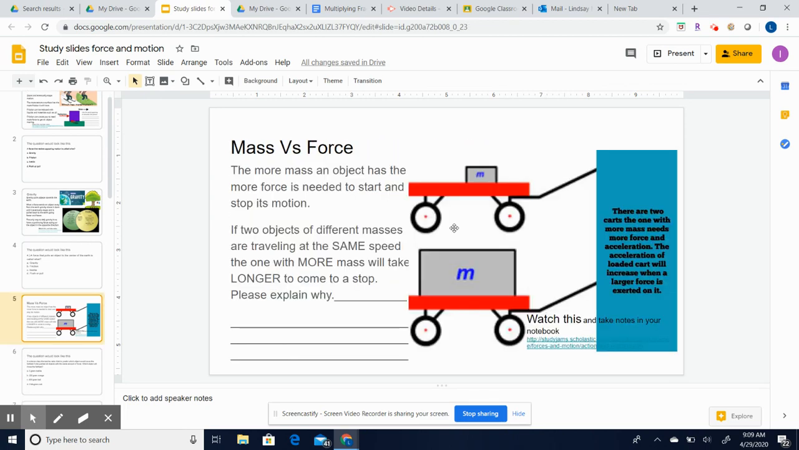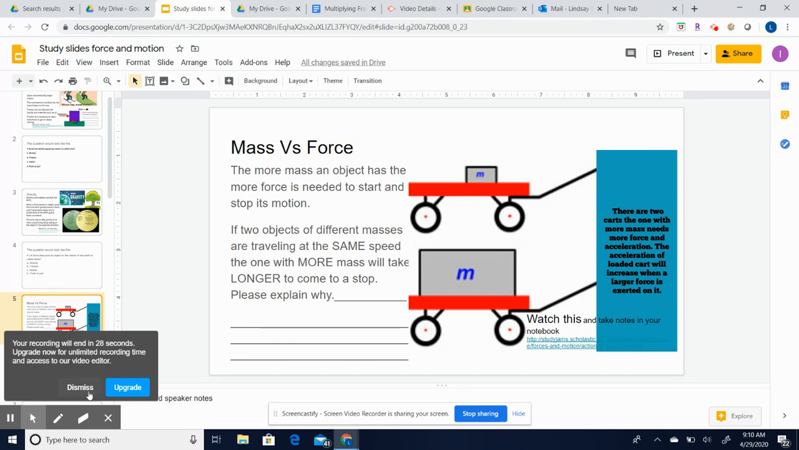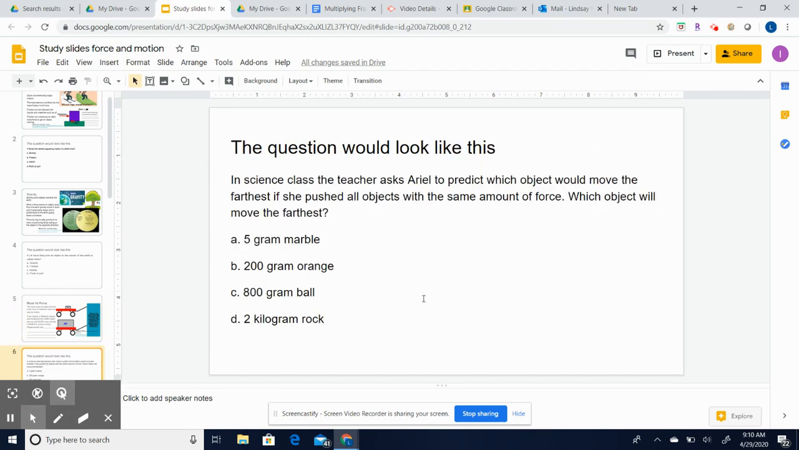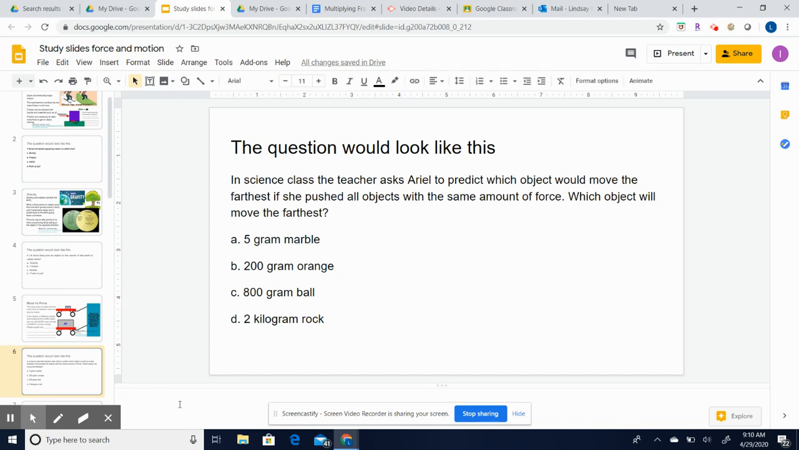All right. So, mass versus force. Remember, when we put one of you guys in the roller chair and pushed it, it was a lot easier than when Miss Rice sat in the chair. So the more mass you have, the more force you need to get it started. And again, you're going to go ahead and answer this question in here, and that's going to be the end of this video. Let me know if you have any questions.